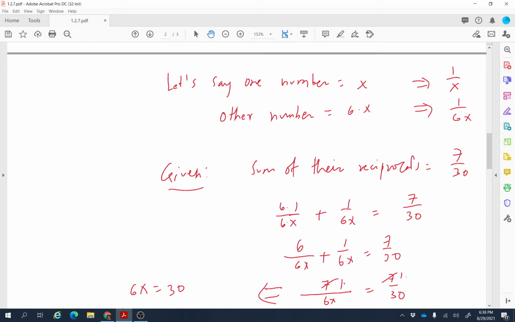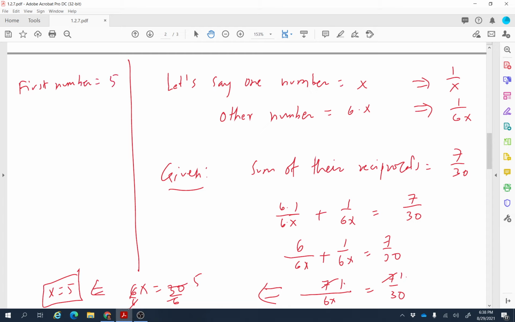You can write 30 on the left side and 6x on the right side, or 6x on the left side and 30 on the right side. That's the same thing. Now for finding the value of x, just divide both sides by 6. As you can see, x is 5. So the first number is 5. The second number is 6 times 5, which is 30.